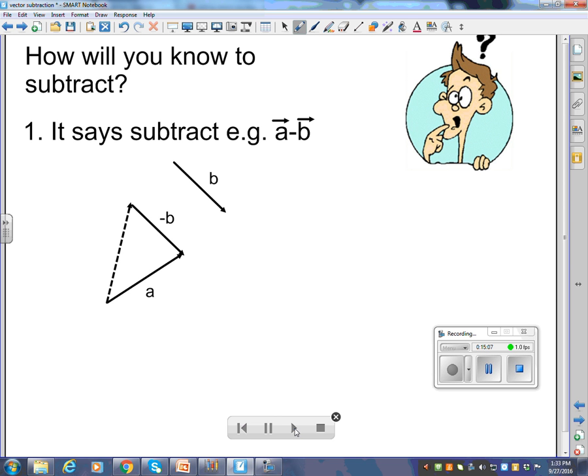I did go tip to tip, right? But you'll also notice, what if I did negative B? Which way would it point? You get the same thing. Exactly. So negative B is this way, right? So you can think of it as tip to tip if you want.